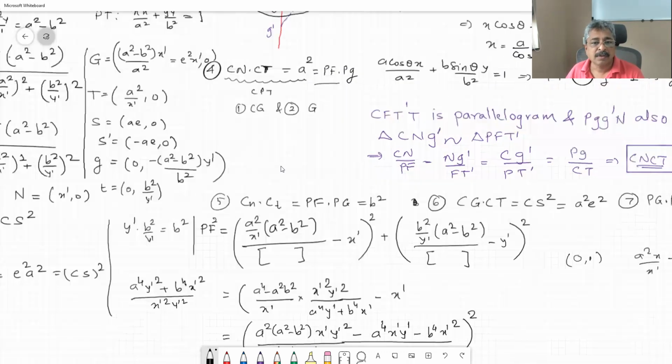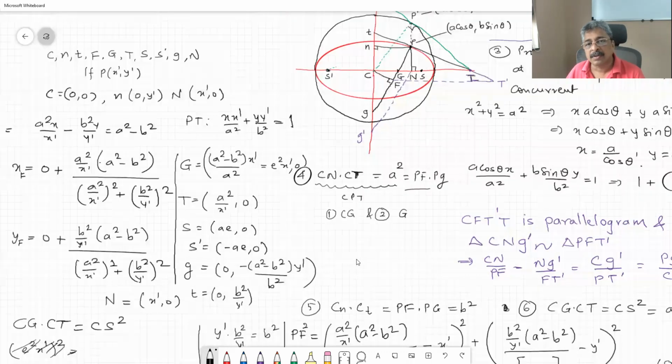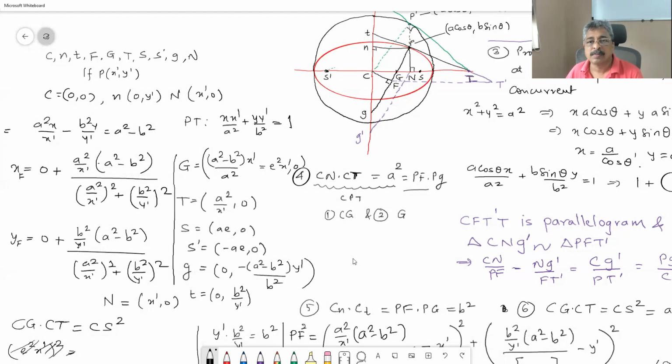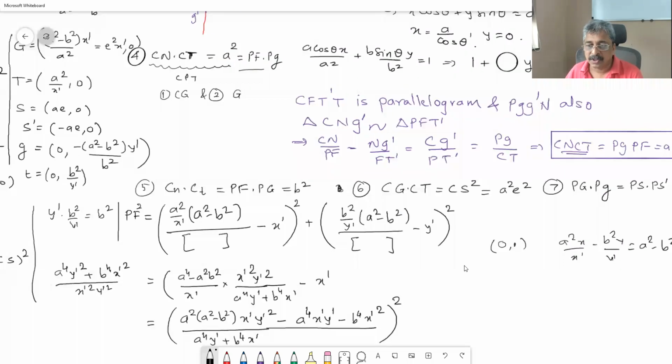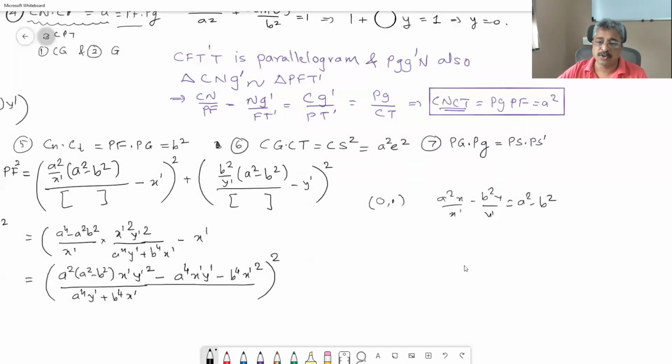Sir, the distance of C from the tangent, capital T small t, the distance from C is equal to PF. Oh, that is what you mean. Okay, okay. So distance of 0,0 from x dash upon a square plus y dash upon b square is equal to 1. That is what you want me to find out.